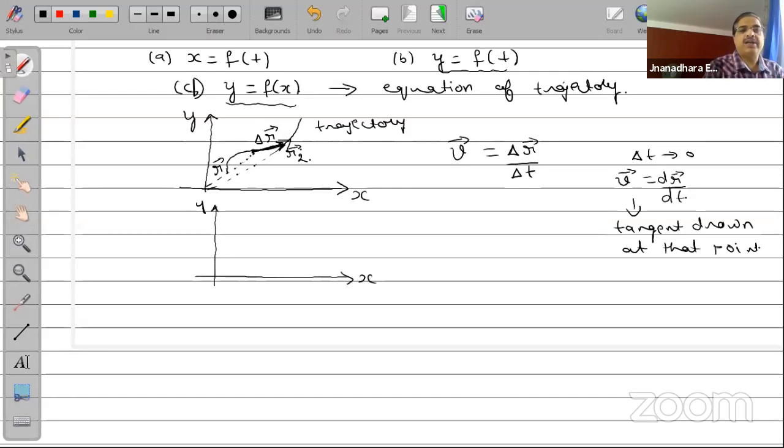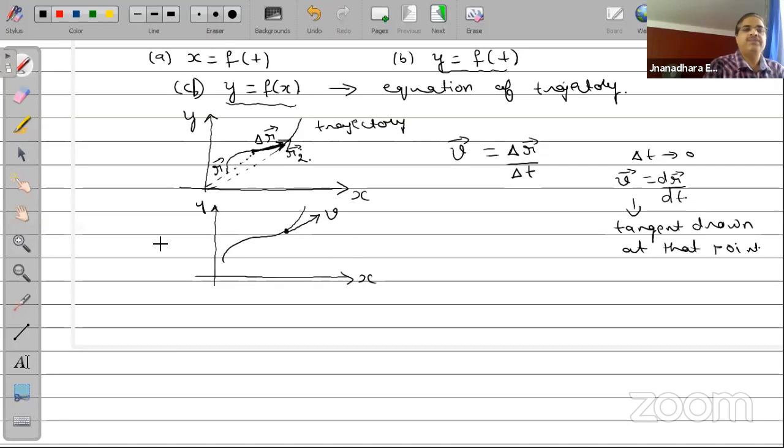So therefore, I'm writing this curve again. And let me say I want to find out the velocity at that point. Just draw a tangent at that point. Velocity will always be in that direction. Okay, so along the y-x plane, where is the velocity direction? It will be along the tangent.